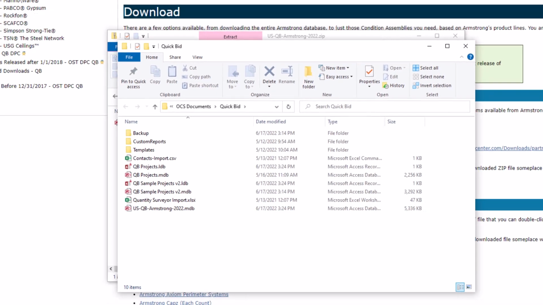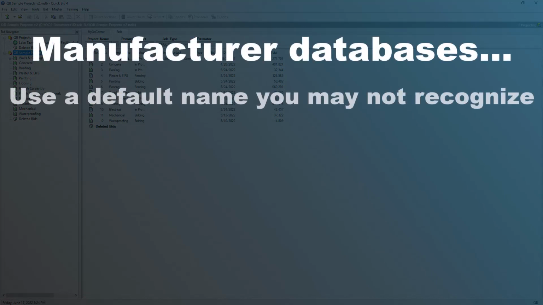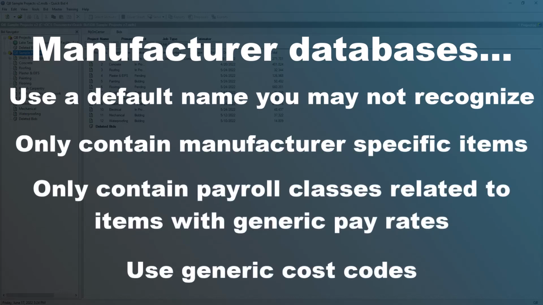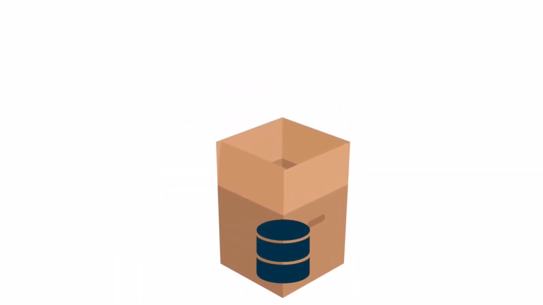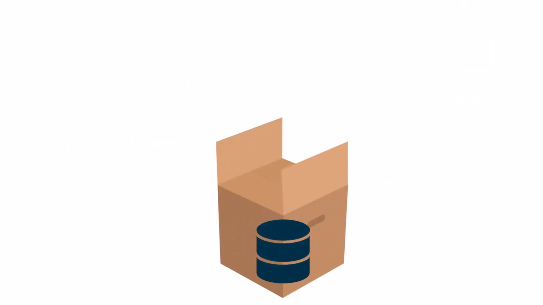You could simply open QuickBid and start using this manufacturer database, but it wouldn't follow the same naming convention your company requires, or contain any of the other items, payroll, or cost code information you're used to seeing. So, before using the database, let's get it prepped. In order to avoid any potential harm to your old database, we'll start by creating a brand new empty database. Then we'll copy the information from the manufacturers and your old database into it. This ensures you have total control over what the database is named and gives you a fresh start.